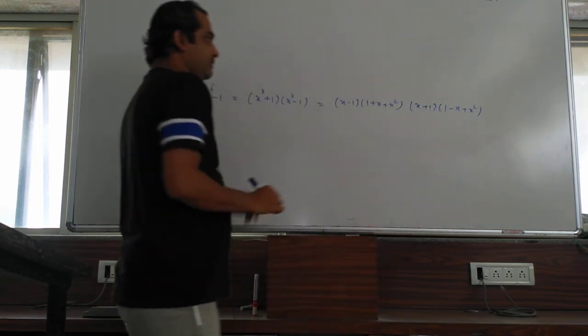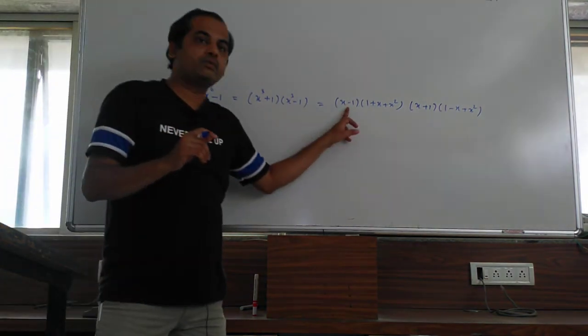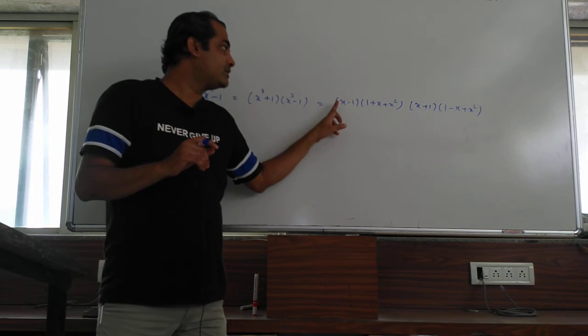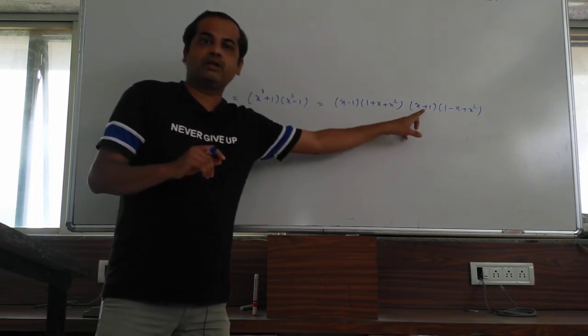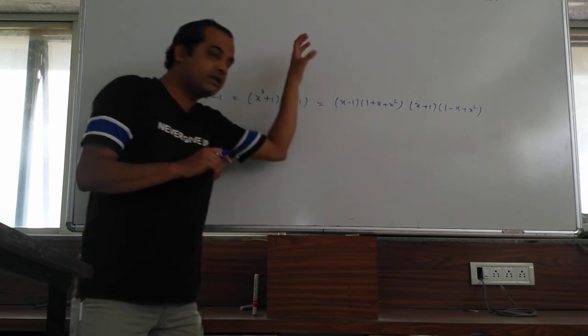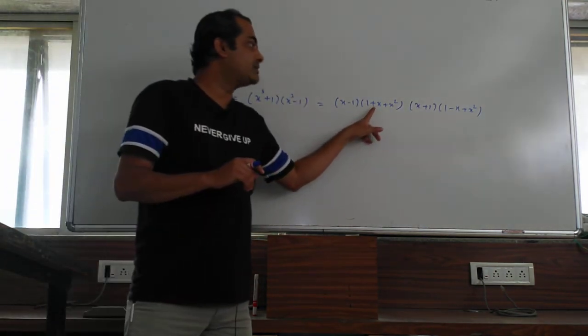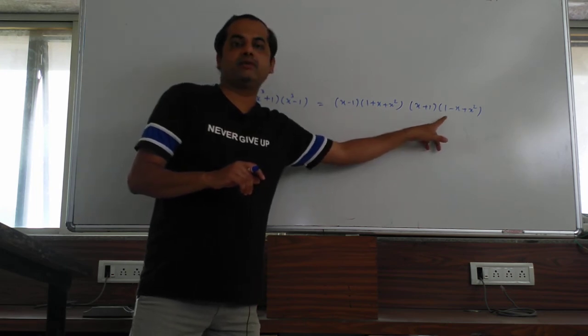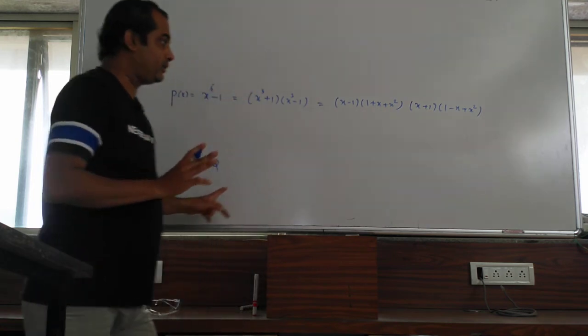You can check this. Out of these, x minus 1 and x plus 1 are polynomials whose coefficients are 1 and minus 1, rational numbers. So these two polynomials get absorbed. And 1 plus x square and 1 minus x plus x square are irreducible polynomials over Q.